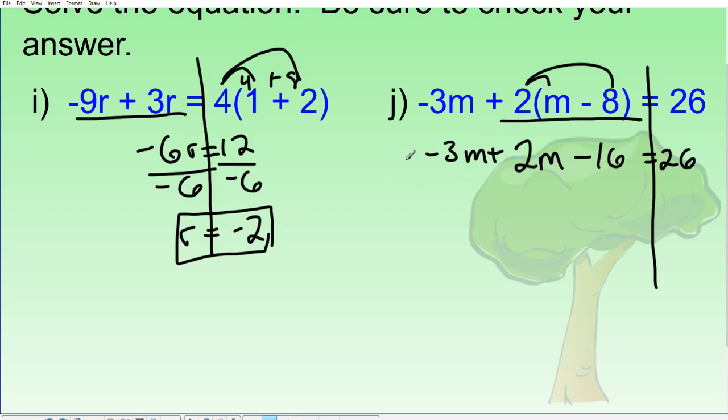Now, I look over here and I see I actually have 2 terms with m's in it. I can combine them together. I could not combine them in the first step because this guy was stuck inside the parentheses. I had to do it after I've distributed. So now I can take these 2 pieces and combine them together. Negative 3m plus 2m. Negative 3 plus 2 is negative 1.